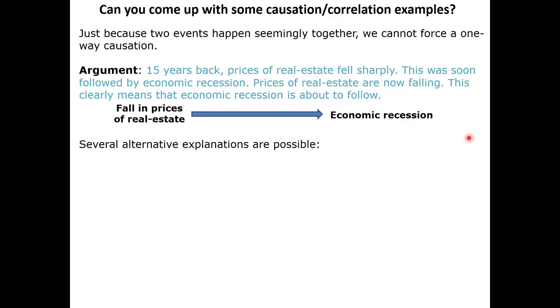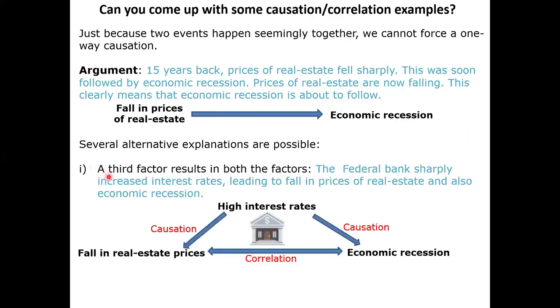And we have to challenge this. So how do we challenge it? A third factor results in both the factors. The federal bank sharply increased interest rates, leading to a fall in real estate prices and also economic recession. So which means we are establishing a correlation.